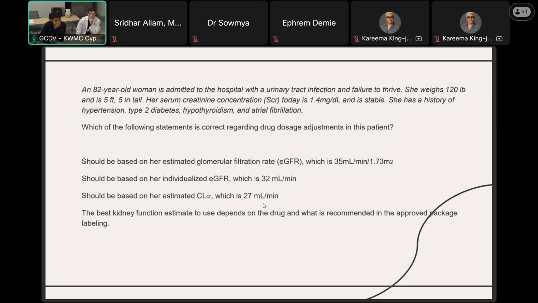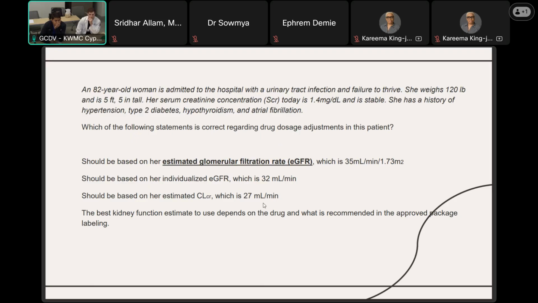Should be based on her estimated GFR, which comes out to be 35 milliliters per minute per 1.73 square meters. Should be based on her individualized GFR, which is calculated at 32. Should be based on her estimated creatinine clearance, which comes out to be 27, or the best kidney function estimate to use depends on the drug and what is recommended in the approved package labeling. So let's go over these terms so we know what these exactly mean and why we are talking about this.